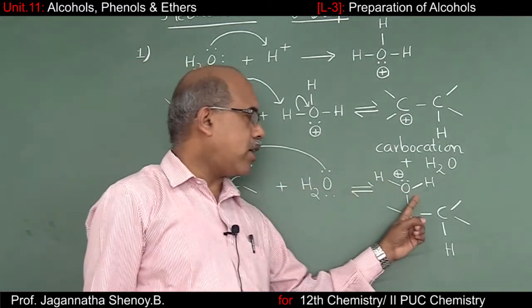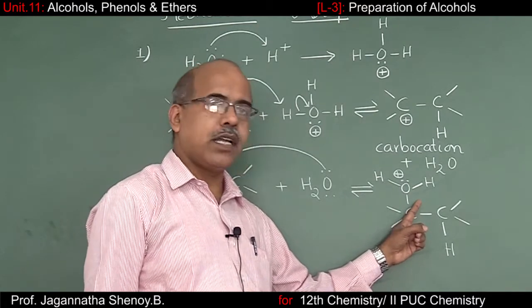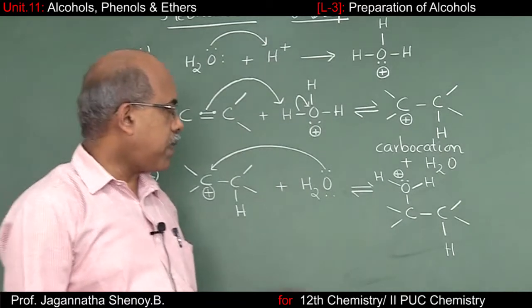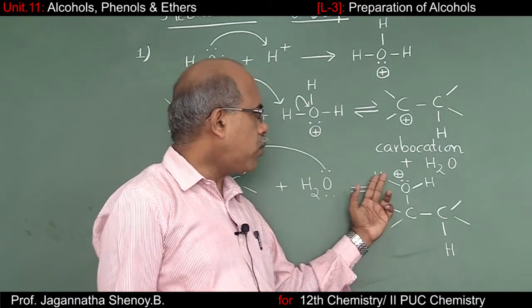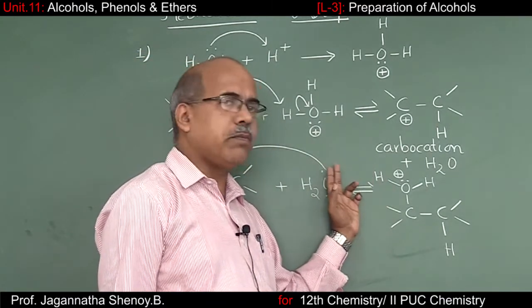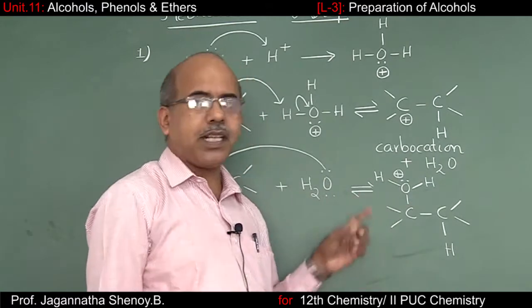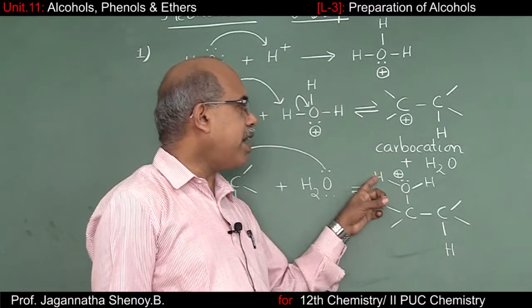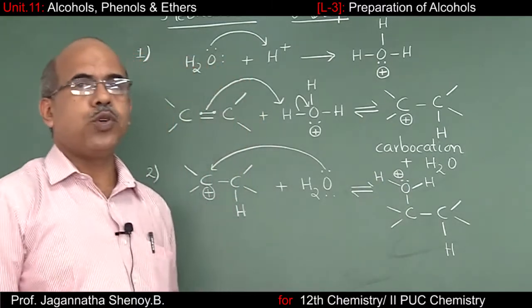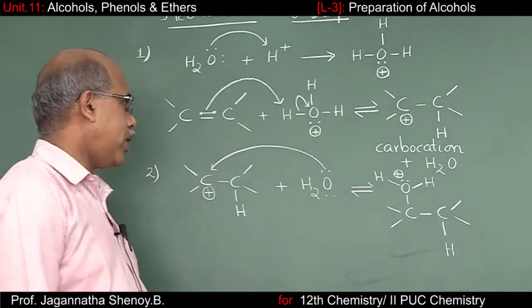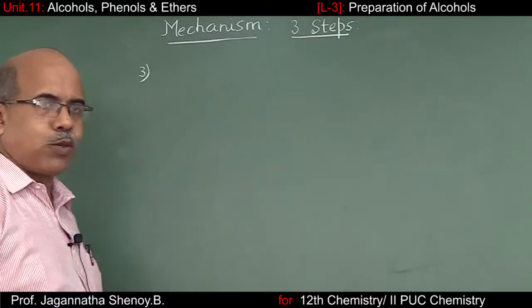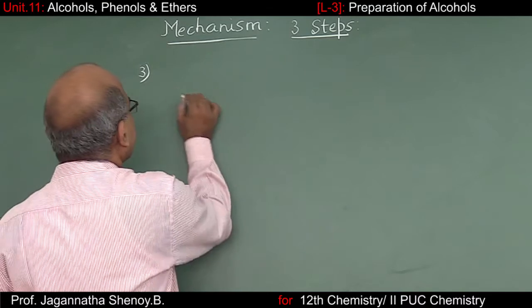As a result, what we have obtained here is protonated alcohol. What is meant by protonated alcohol? If suppose this H plus ion were not to be there, this compound would have been alcohol. So that OH group has combined with H plus, it gives you protonated alcohol. In step number 3, we start from protonated alcohol.